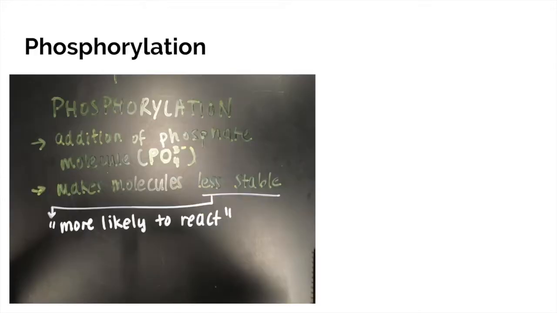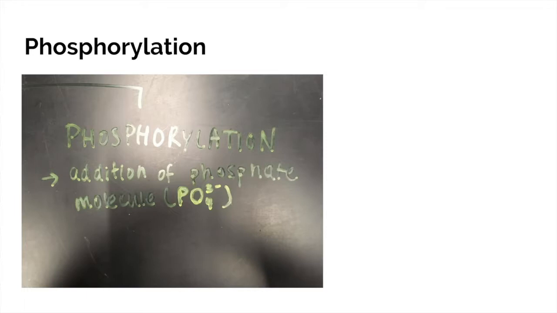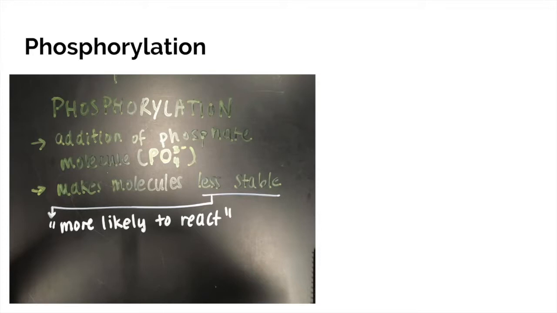Now we're going to talk about phosphorylation. Phosphorylation is another repeated chemical process, but this has to do with a phosphate molecule instead of hydrogen, and it is just the addition of a phosphate molecule. Now, what does this do exactly? It makes molecules less stable and more likely to react.